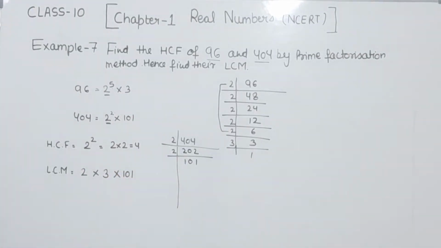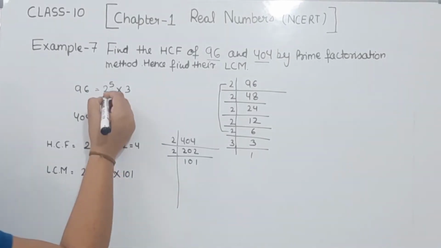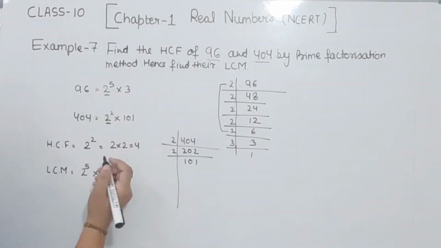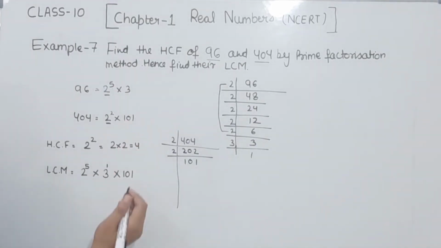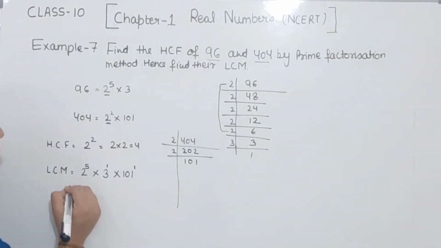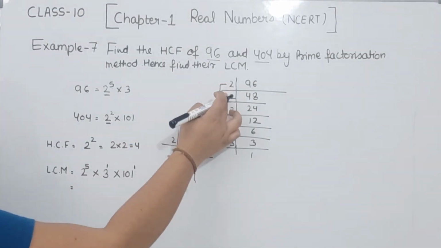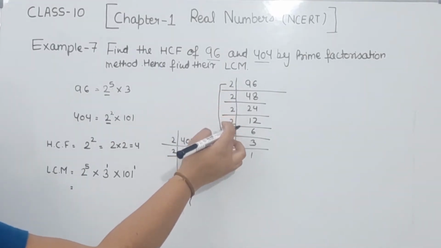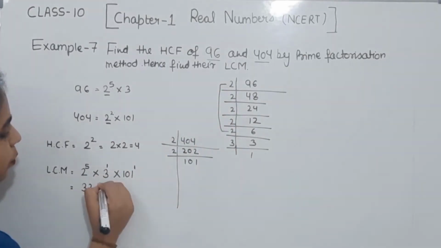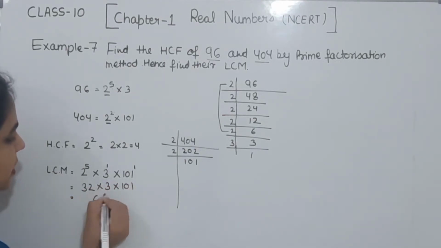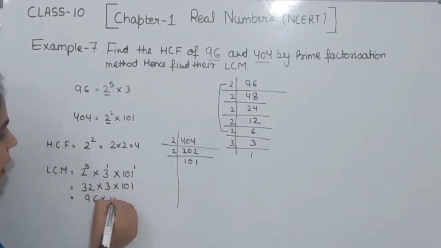Now we have to write the greatest power of all of them. For the 2, the greatest power we are having is 5. For the 3, the greatest power is 1, and for 101, the greatest power is 1. Now we are going to solve this one. We are having 2 to the power 5. So 2 2s are 4, 4 2s are 8, 8 2s are 16, 16 2s are 32. Multiply by 3, multiply by 101. Now 3 2s are 6, 3 3s are 9, multiply by 101.